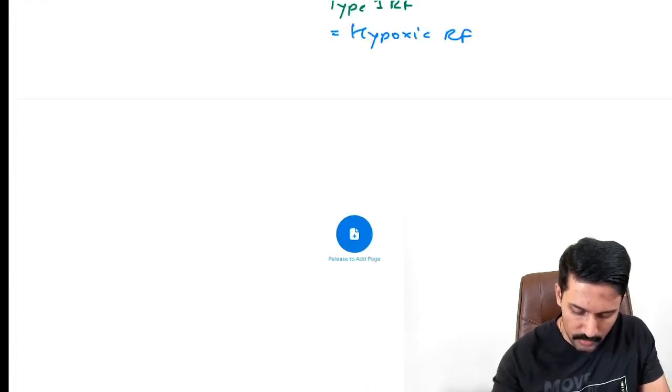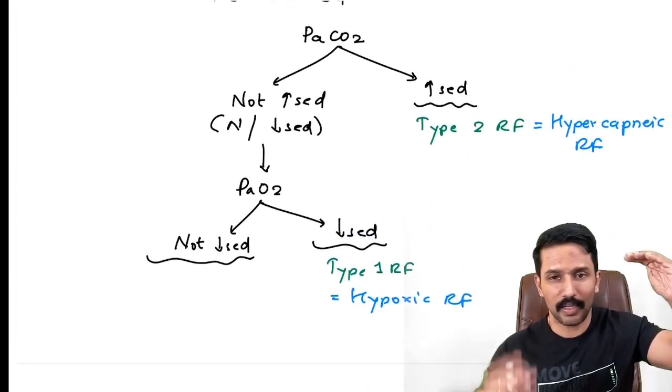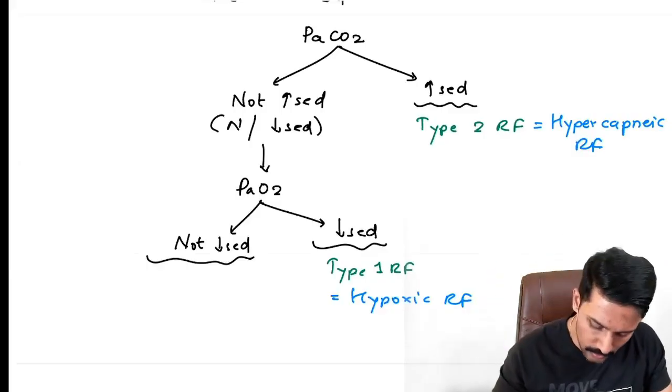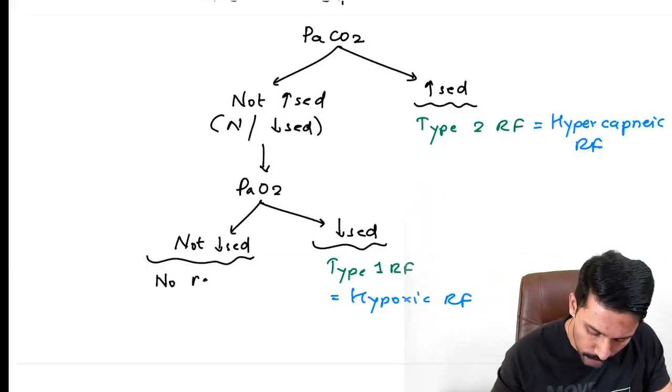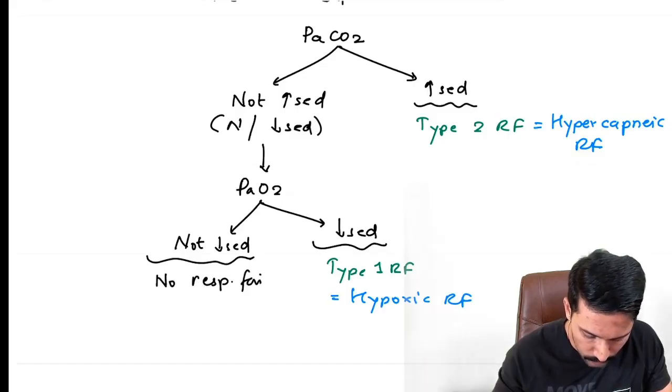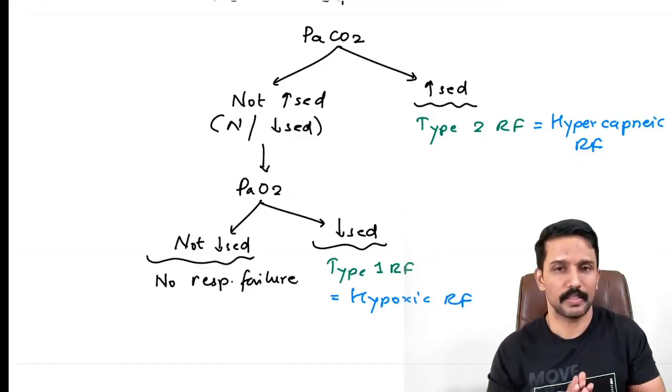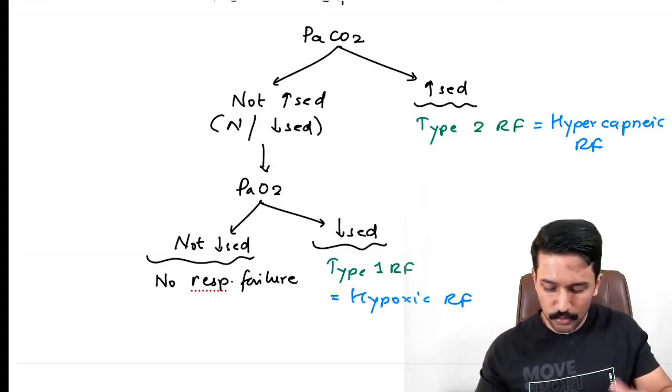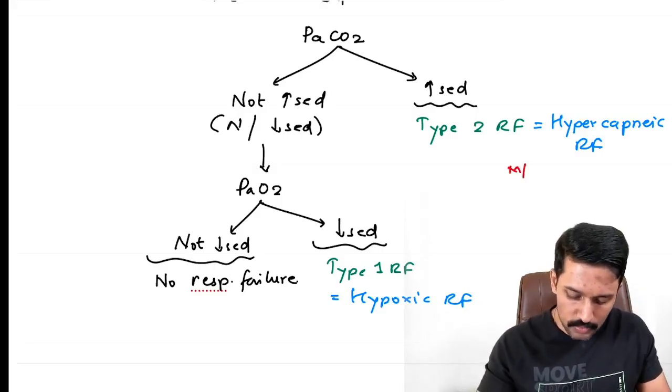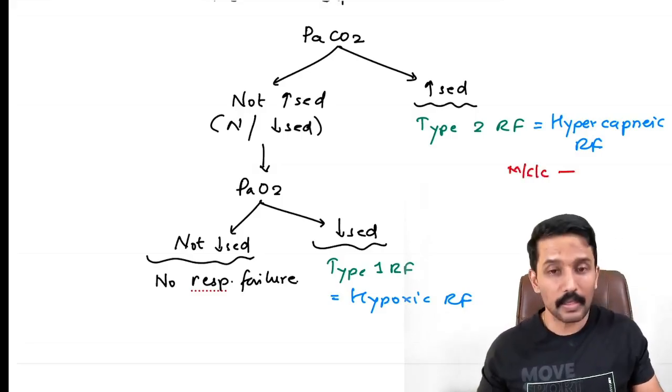If the PaO2 is not decreased, it could be normal or high, whatever. If it is not decreased, what does it indicate? Neither your carbon dioxide is high nor oxygen is low. It means there is no respiratory failure. Simple, right?